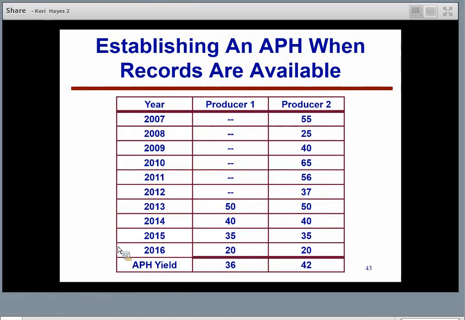We have two producers, producer 1, producer 2. Producer 2 has been in business for 10 years. They've been keeping records, right? Every year they have their APH listed there, or their yield, sorry. And so their APH is really just going to be the average of those 10 years. So that's producer 2. Producer 1, you'll see, has only 4 years of history, right? Which is fine. 4 years is all you need. And again, you take the average of that, their APH yield will be 36. So even though in those given years, you'll notice producer 1 and producer 2 had the same yields, producer 2 has a higher APH because they've demonstrated some higher yields in those earlier years.